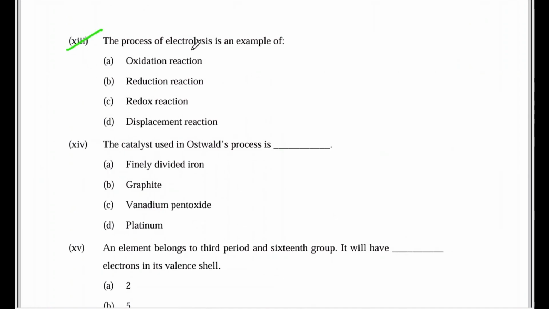13. The process of electrolysis is an example of. Always remember, both oxidation and reduction will take place, therefore it is redox. So how to remember it? Remember a mnemonic NCR PAO.